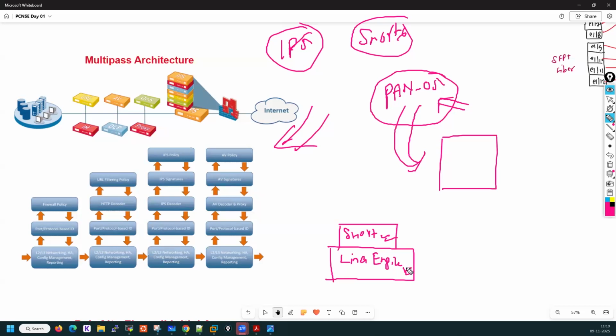Okay, got it, guys? Then for file blocking or WildFire-type features, they have AMP code running here, which is also separate code. But the Palo Alto operating system is designed from scratch like that, so it can do the parallel processing.